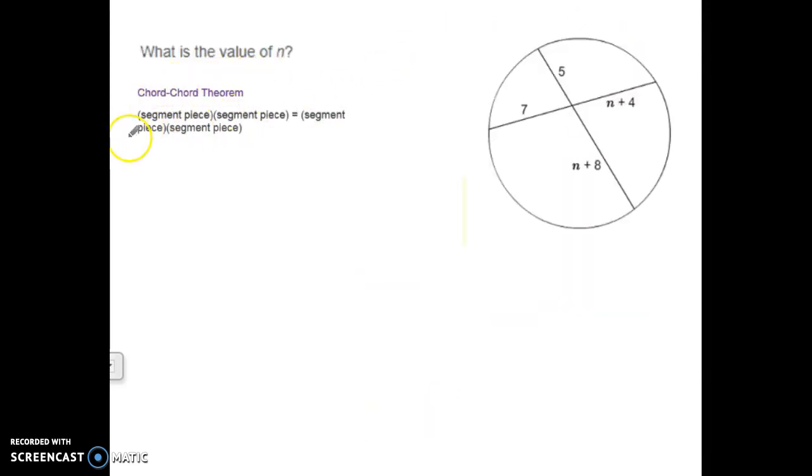All right, this one is using the same theorem, the chord theorem. They want the value of n. So this time they've put some variables in here. So you simply set it up the same way. We're going to say that 7 times n plus 4 is equal to 5 times n plus 8. So segment times the segment, segment times the segment.